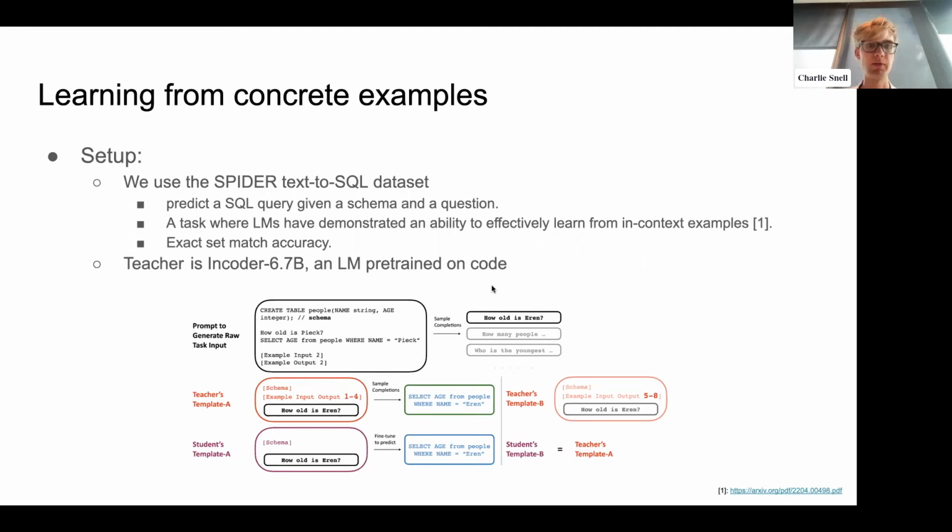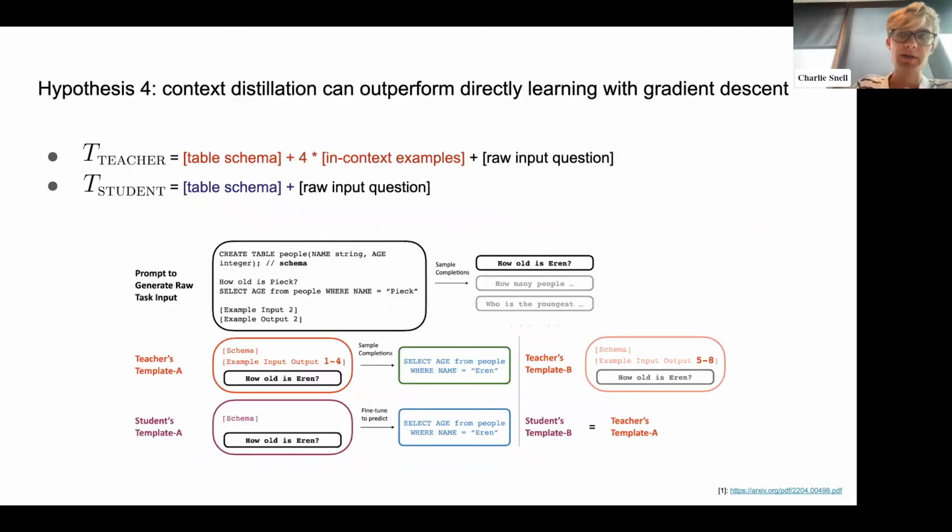The first hypothesis we're looking at is that context distillation can outperform directly learning with gradient descent. So we're going to see whether this process of distilling training examples can actually outperform just training on those training examples.